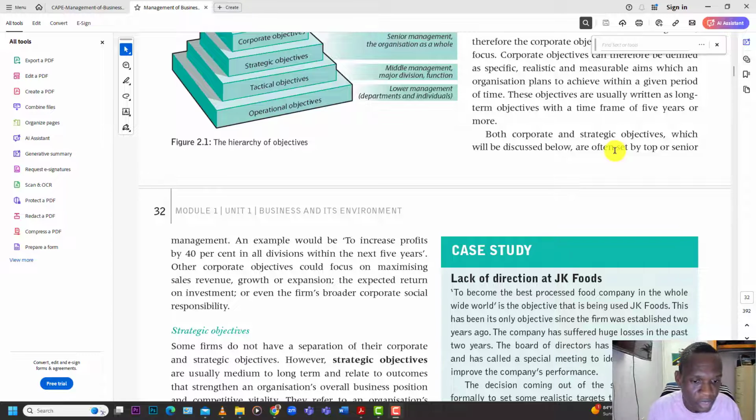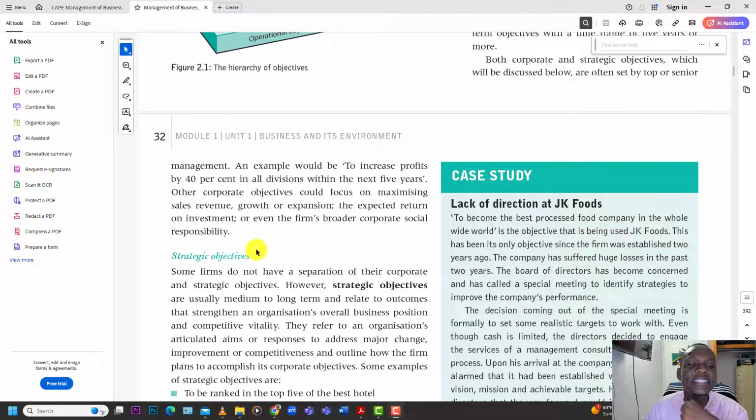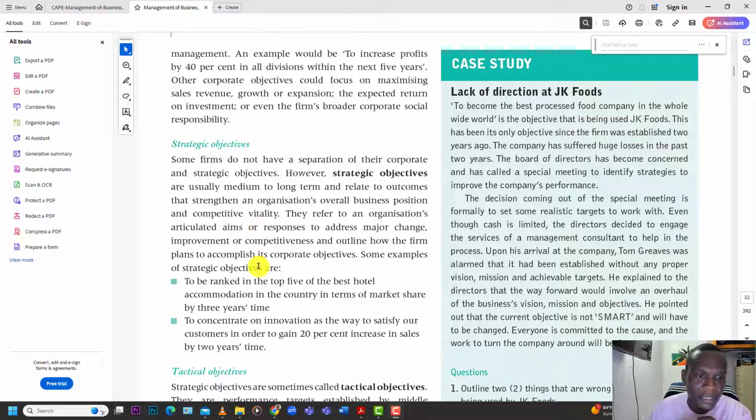So you could even focus on maybe expanding, saying, okay, we're going to have 5 branches of our organization in the next 5 years. So you open maybe every year, open a different branch or something like that. So those are the corporate objectives right there coming to play. Then we have our strategic objectives here. Strategic objectives. Some firms do not have a separation of their corporate and strategic objectives.